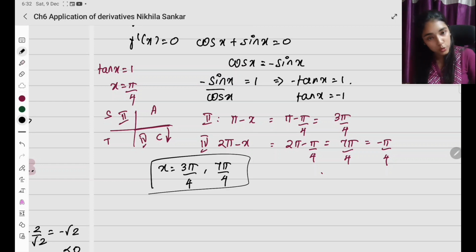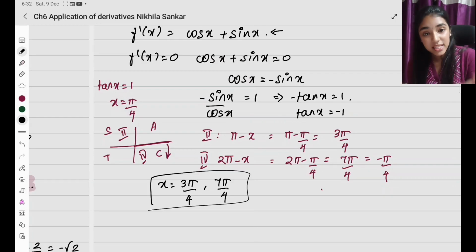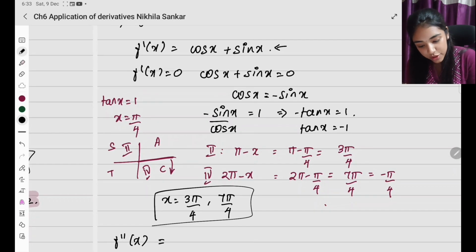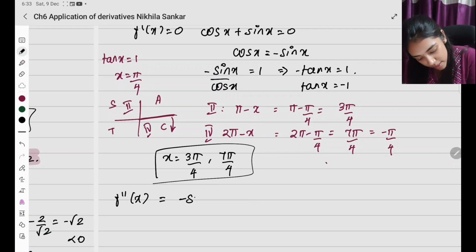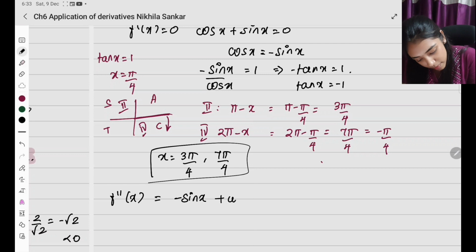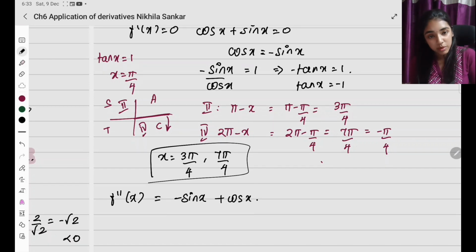So I have to check for two different values. Check where it is going to be maximum and where it's going to be minimum. Correct? So first for that I need to find my second derivative. So f double dash of x, when I double differentiate, this is going to be my f dash. So differentiating, cos x is going to be minus sin x, and plus sin x is there. So this is going to be plus cos x. So this is going to be my f double dash.